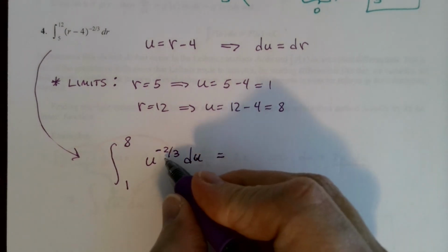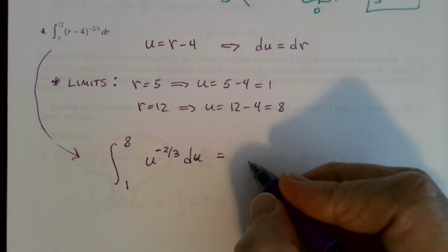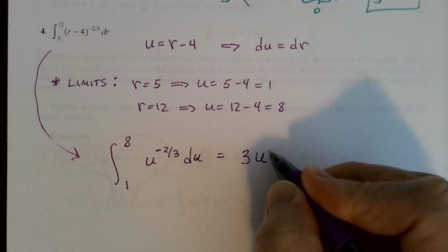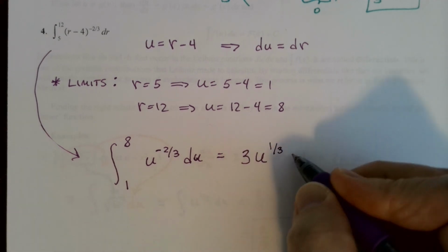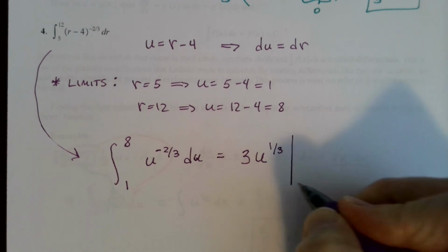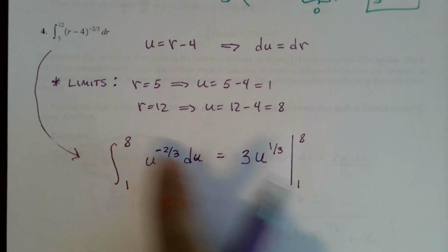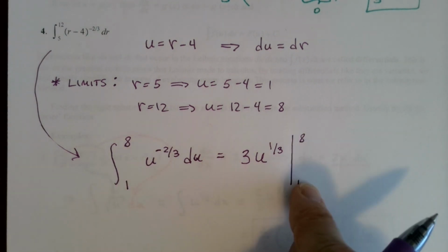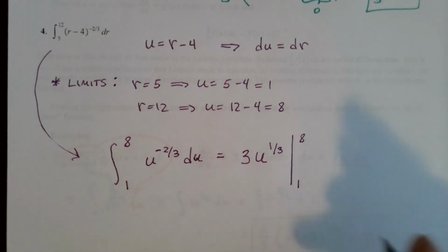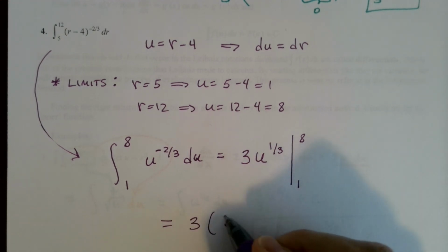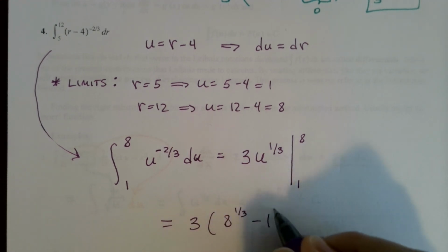The antiderivative, I add 1 to negative 2/3, I get 1/3. Dividing by 1/3 is multiplying by 3. So the antiderivative is 3u to the 1/3. And again, I'm evaluating at these u limits. Don't put the 5 and 12 here. They don't belong. It's 1 to 8. So I evaluate at 8, evaluate at 1, and I'm done. So this is 3. Pull the 3 out. 8 to the 1/3 power minus 1 to the 1/3.